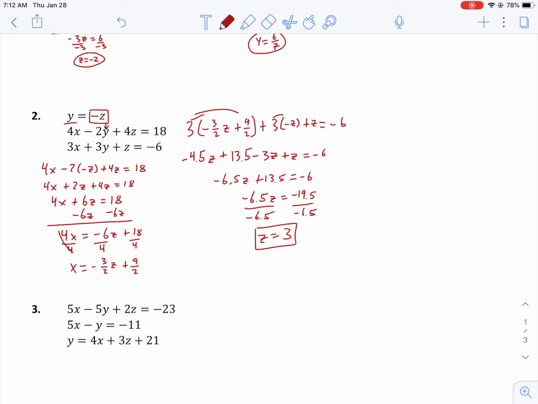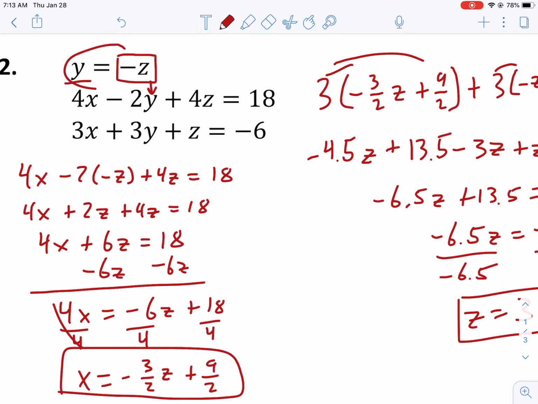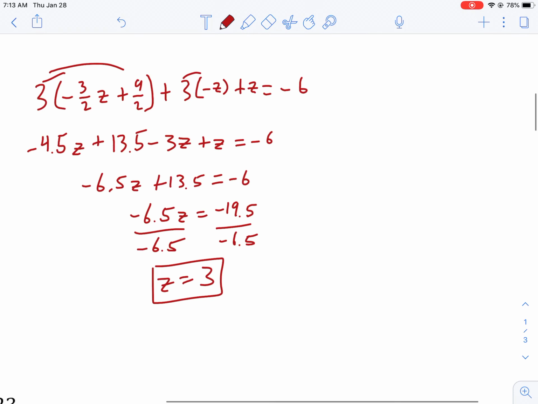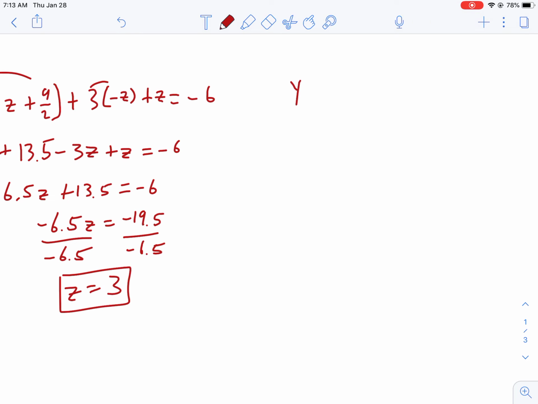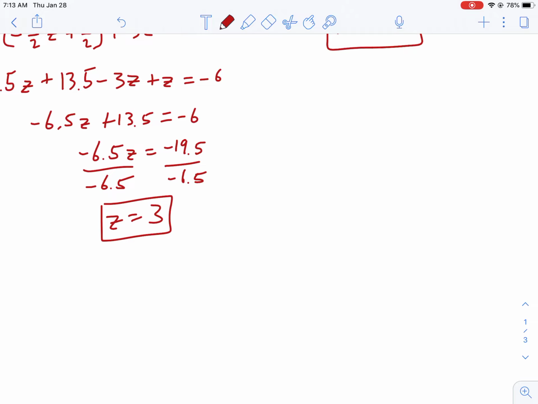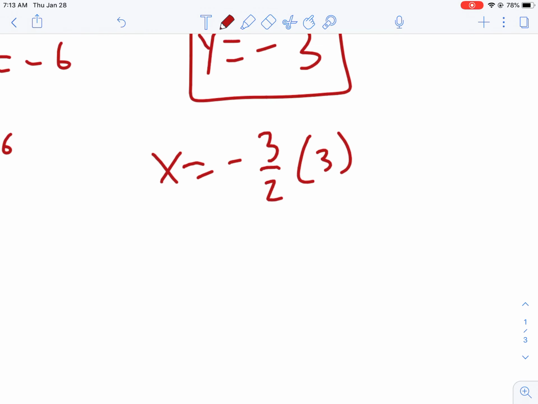Well, now we can get x and y. Because of our work earlier, we already have x in terms of z and we have y in terms of z. So we can just go ahead and plug those back into those two equations specifically. The y one's easy. We know that y equals negative z. z is 3, so y equals negative 3, so that one's done. And then we have x equals negative 3 halves times 3 plus 9 halves.